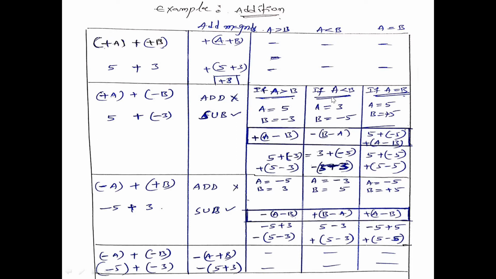So let us see the next case, if A is less than B. Consider A is a small number and B is a negative number. A is very small.